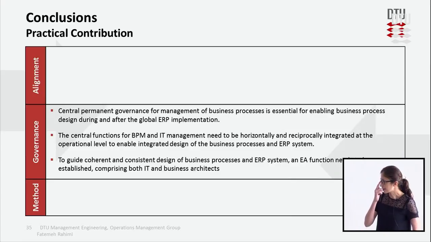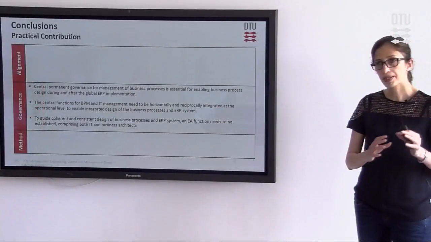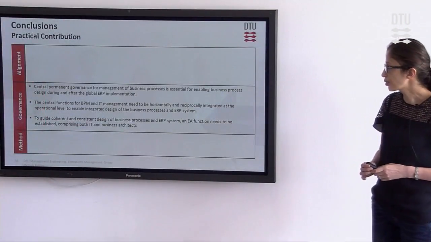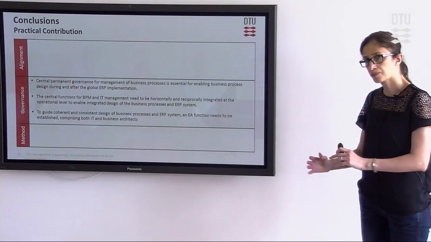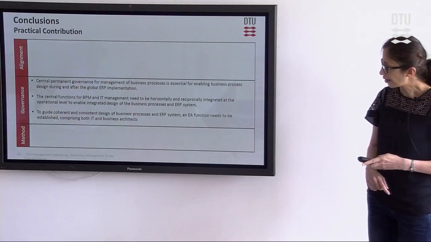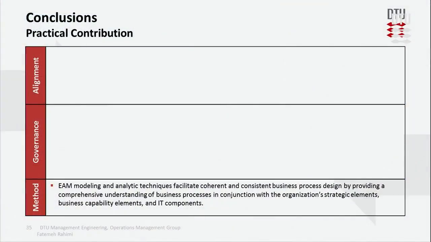When it comes to governance, this framework suggests the need for establishing central permanent governance for managing business processes. It also proposes governance mechanisms for integrating business process management and IT management functions. To enable integrated design of business processes and ERP system, it also suggests the need for establishing an EA function that not only includes IT architects, but also business architects. And finally, when it comes to methods, this study suggests adopting enterprise architecture management, modeling, and analysis techniques.